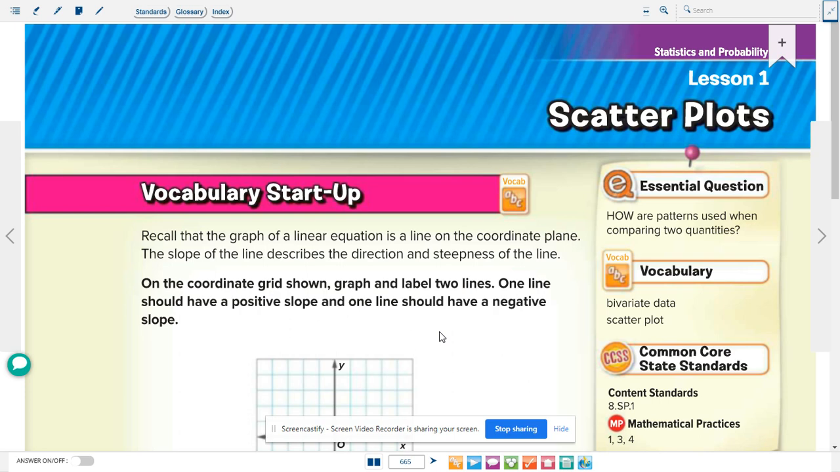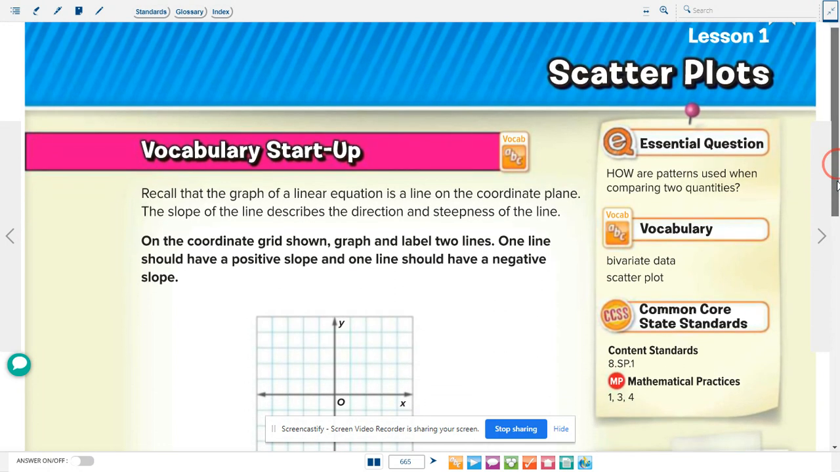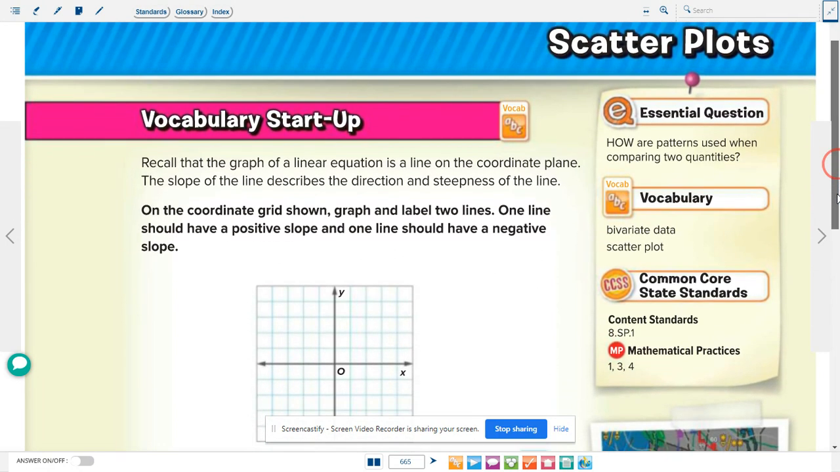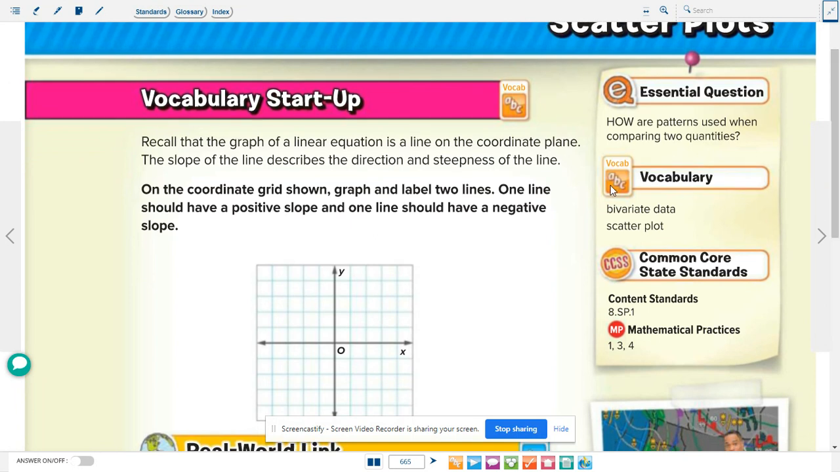All right, so this is the main lesson of scatter plots. We went over the brief introduction, and now we're ready to include more vocabulary and get a little bit more practice. All right, first, vocabulary startup. We want to recall that the graph of a linear equation is a line on the coordinate plane. The slope of the line describes the direction and steepness of the line.